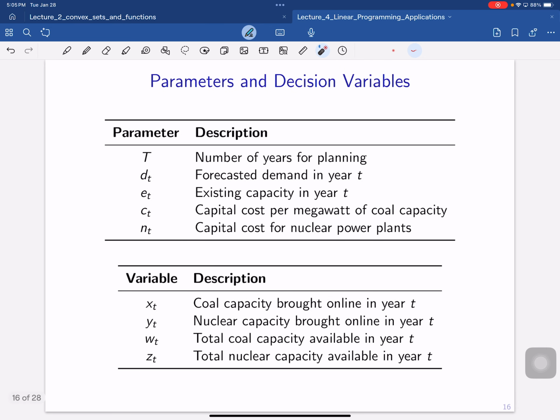So here are some notations where you have the forecasted demand, the existing capacity, and the capital cost of the two types of plants. Then the decision variables include the new capacity you are going to build for coal and nuclear at year t. And you can introduce some additional variables to denote the total capacity available in year t and the total nuclear capacity available in year t. Okay, since you have these political constraints saying that nuclear capacity cannot be greater than 20%.